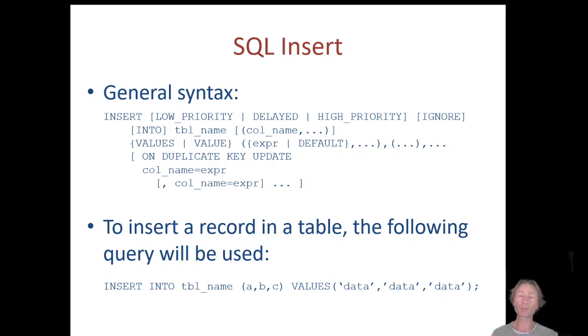So what does an insert statement look like in SQL? An insert will basically have some priority. We're going to ignore that, but it will insert something into a table. And what will it insert into a table? Some values. For instance, to insert a record in a table, we can use the following query: insert into, maybe user accounts or so, ABC, with the values data, data, data, right? So for each of these columns, we now enter data, data, and data. All right. Now, how can we use that in our attack?